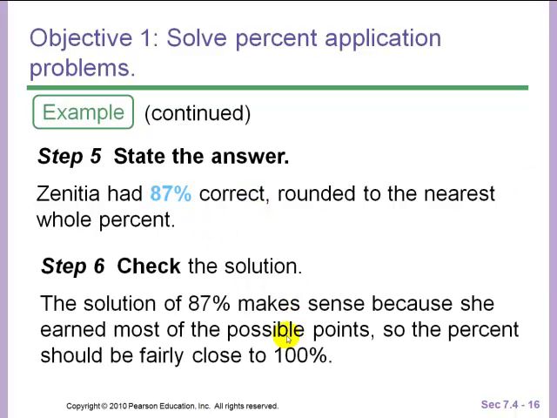If we check the solution, that makes sense. She got most of the problems correct, so she should be close to 100%, and 87% is fairly close to 100%. Your checks can be varying degrees of accurate. Generally speaking, I would recommend just making sure your answer is in the right ballpark. Don't put a lot of time and effort into the check. You just want to see if you're in the right ballpark.